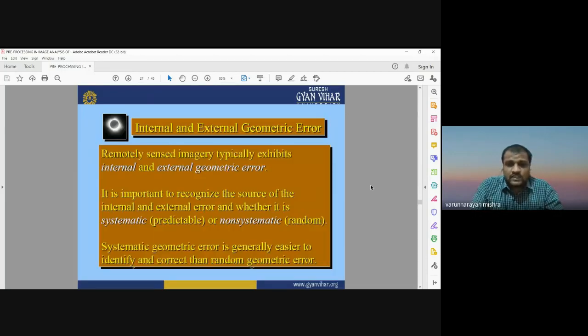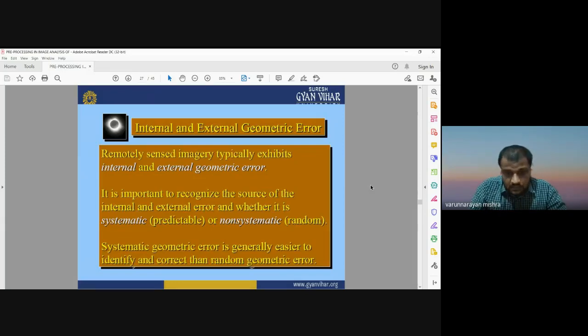So the geometric errors may be of two types: internal geometric error or external geometric error. Internal geometrical errors and external geometrical errors have different sources of origin. It is important to recognize the source of the internal and external errors, and whether it is systematic or non-systematic.